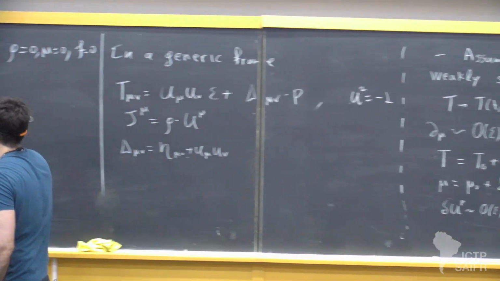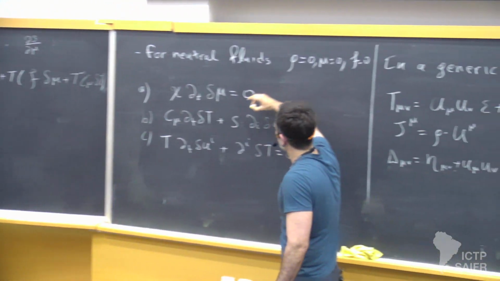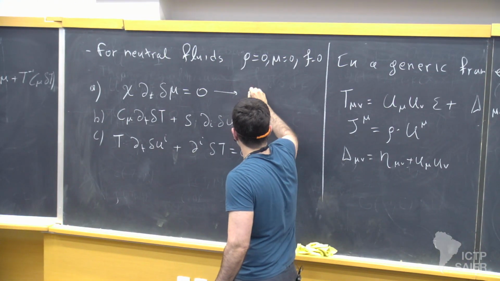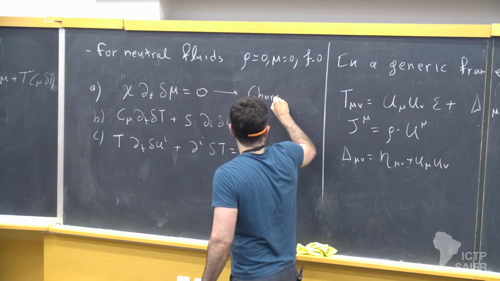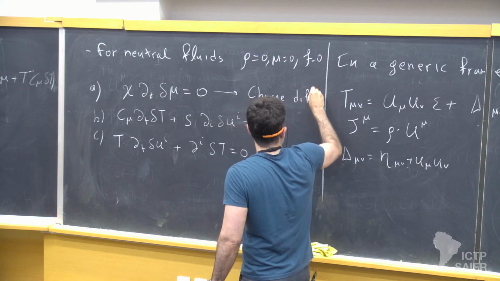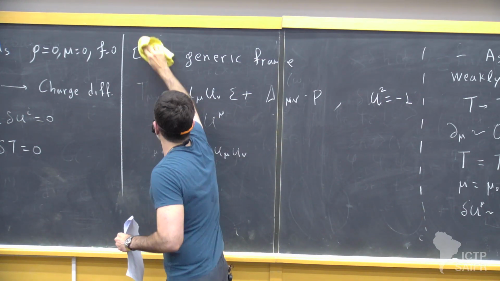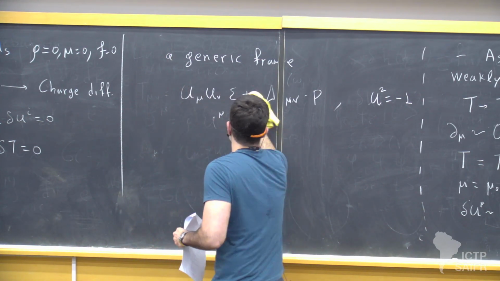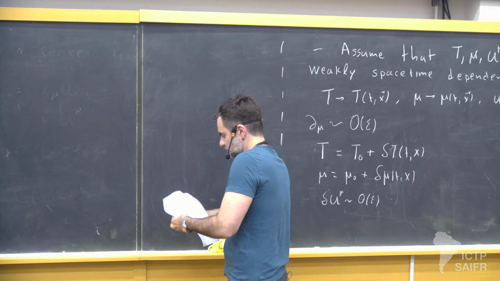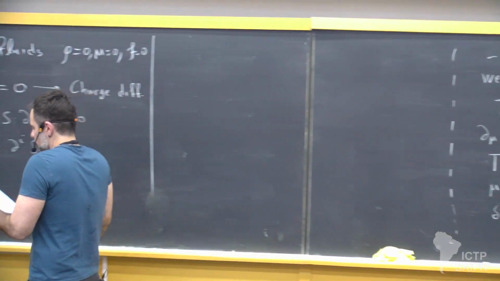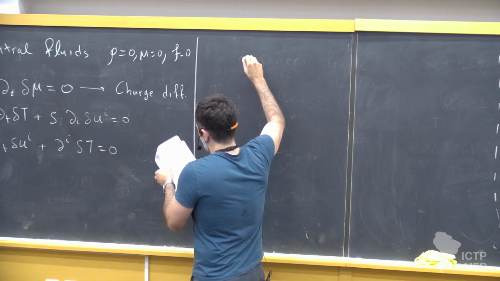Now, very quickly, from this first equation, and at least at leading order in derivatives, this is what we call the charge diffusion mode. Charge diffusion. Okay? Now I still need to deal with the system of the other 2 equations. So the other 2 equations can give me a second solution.